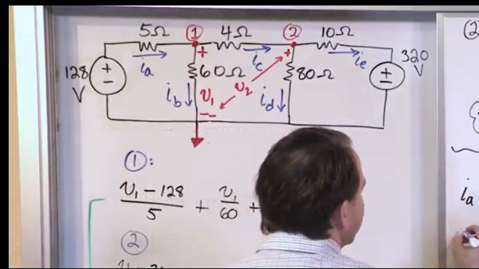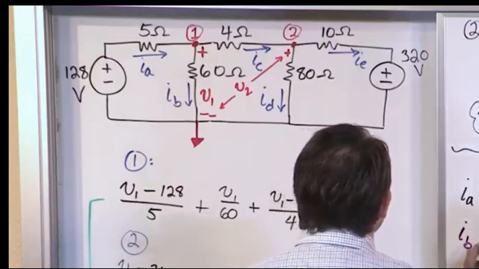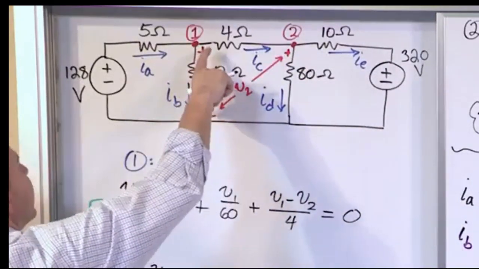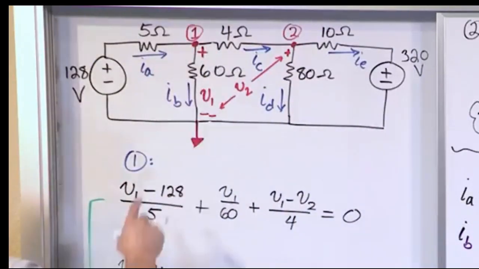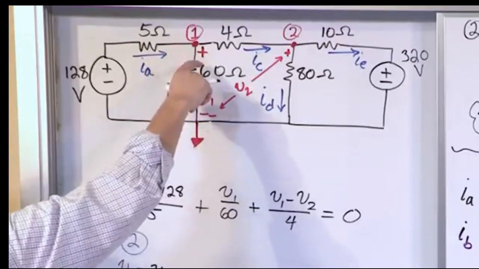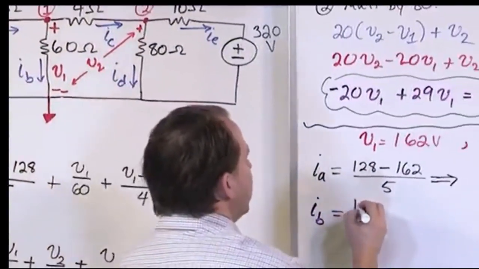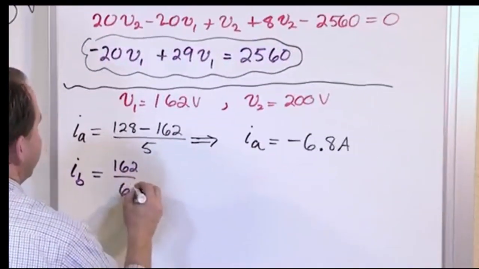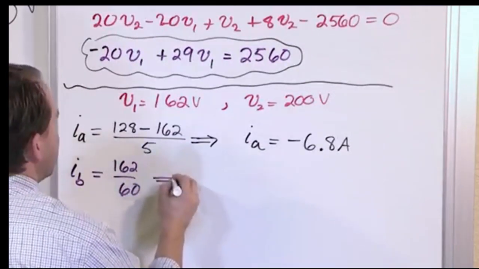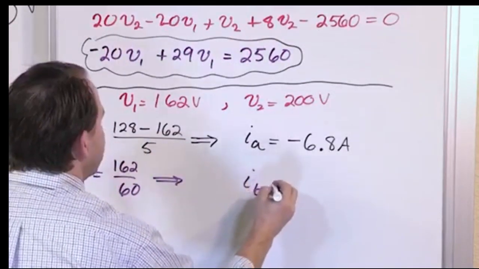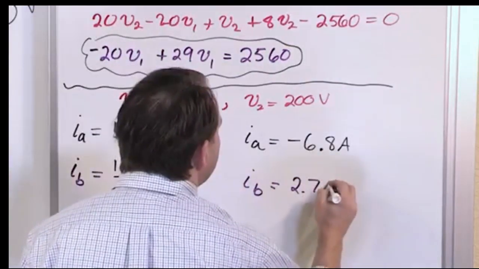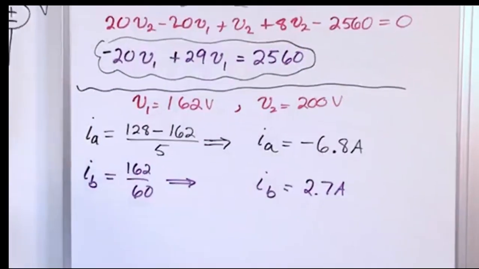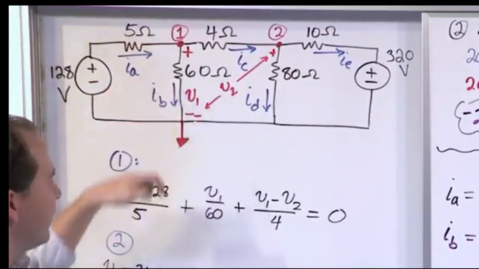What would IB be equal to? IB is here. The voltage that we have across that resistor is V1. That's given to us as 162. So V over R is 162 over 60. It's strictly I equals V over R. And so what we'll have is IB. When you take 162 and divide by 60, you get 2.7 amps. Notice it's positive. That means that the current really is going in that direction.